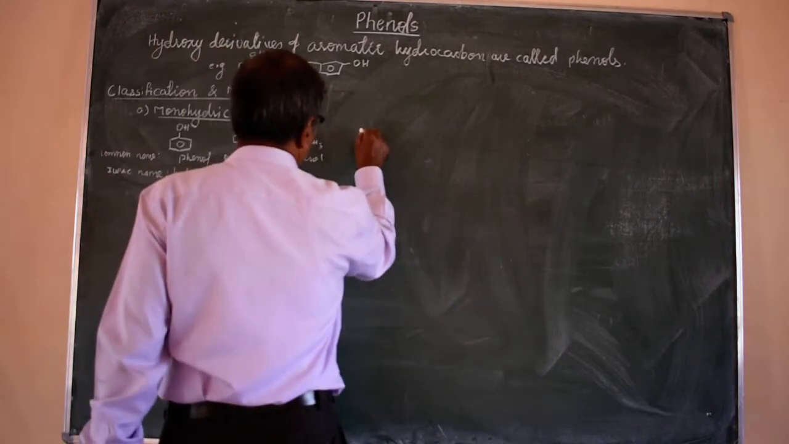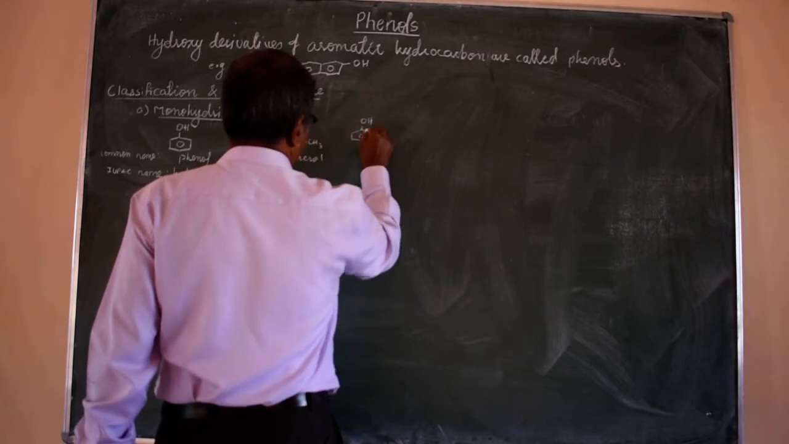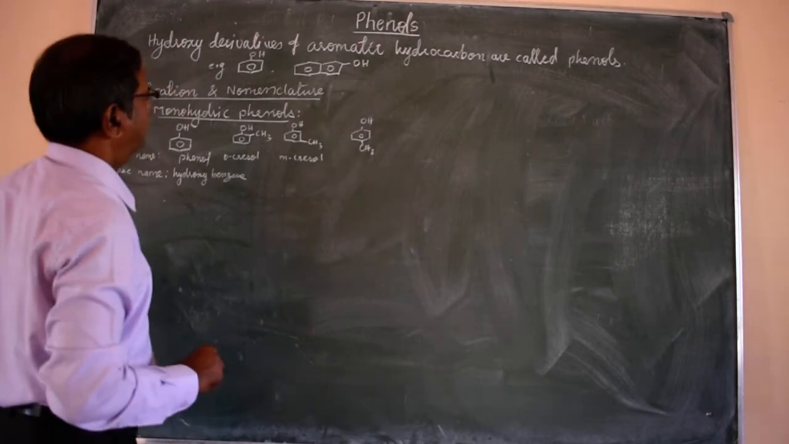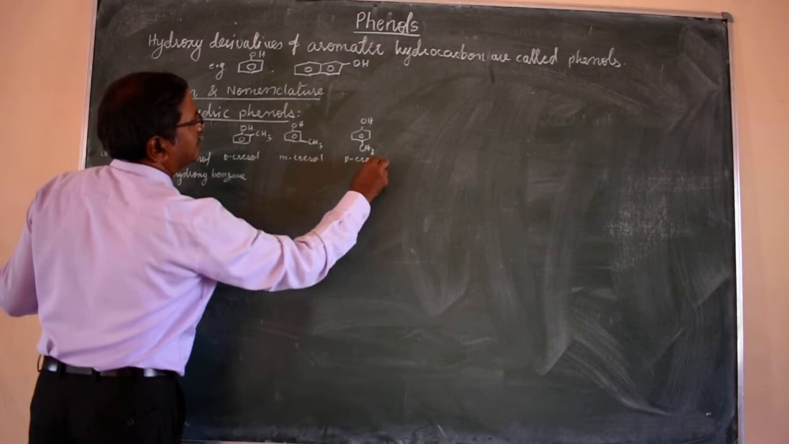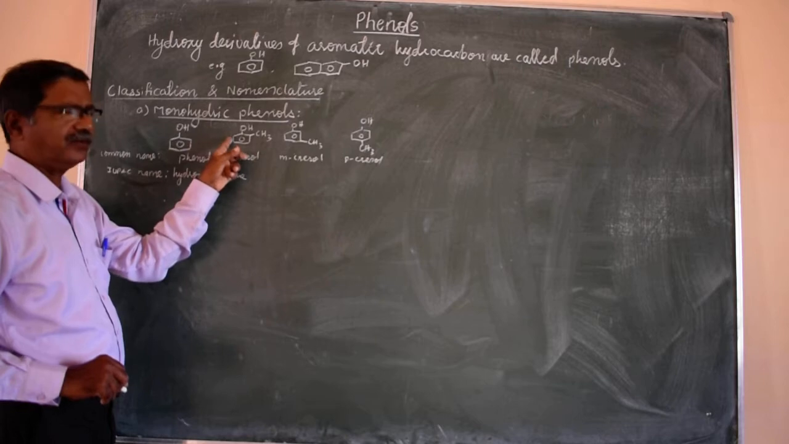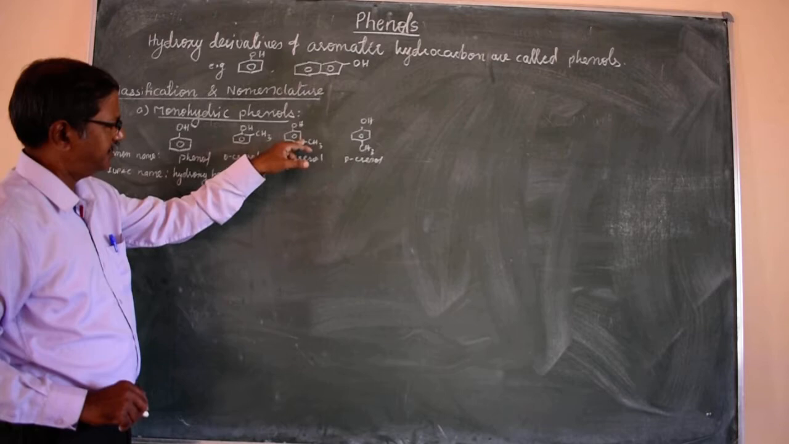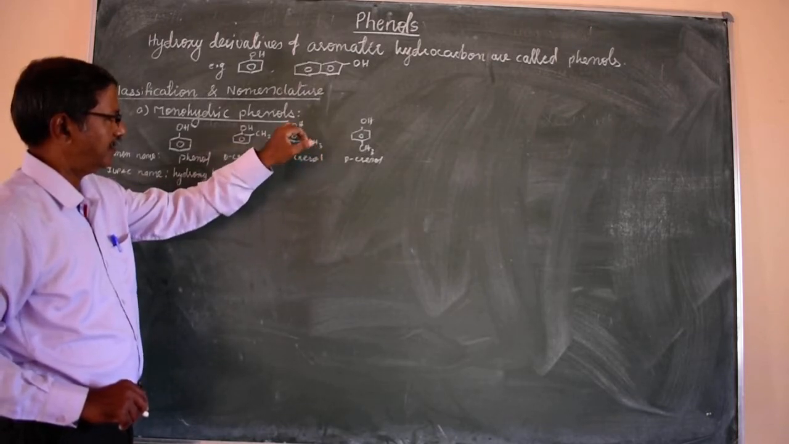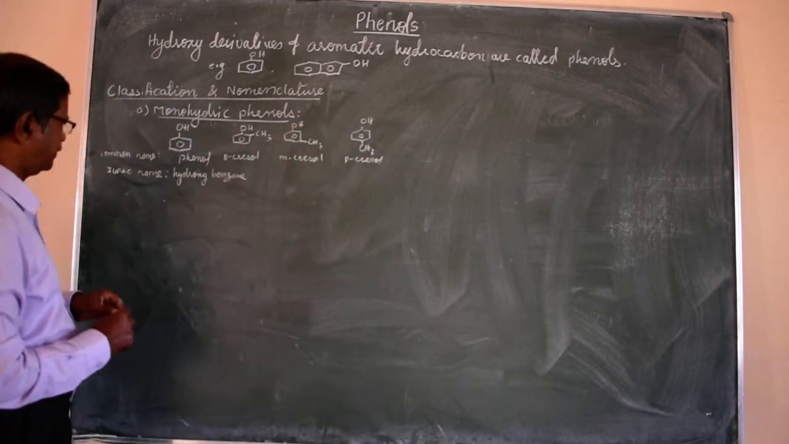Then we have the OH group and CH3 group on opposite sides, that is on the first and fourth carbon. We know it is called para-cresol. So for ortho-cresol, the CH3 group may be on this carbon or this carbon. The meta position is this one or this one, that is carbon number 3. 1, 2, 3, so it's meta, and this is para-cresol.